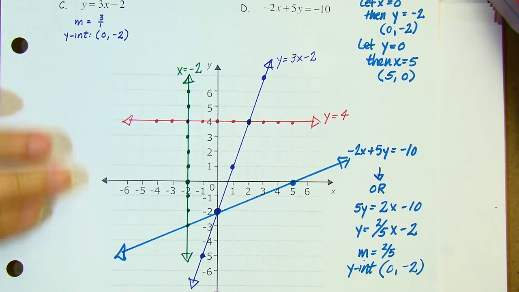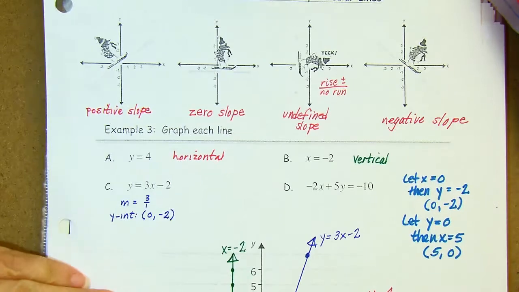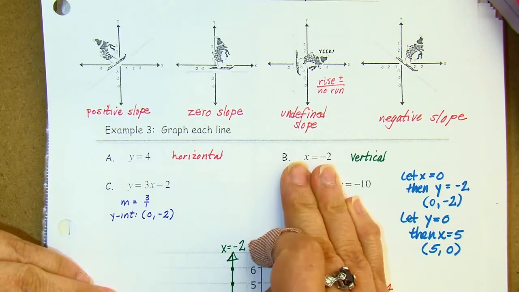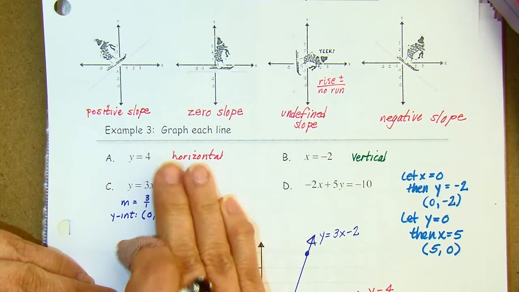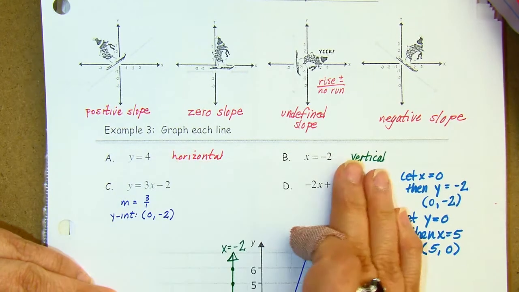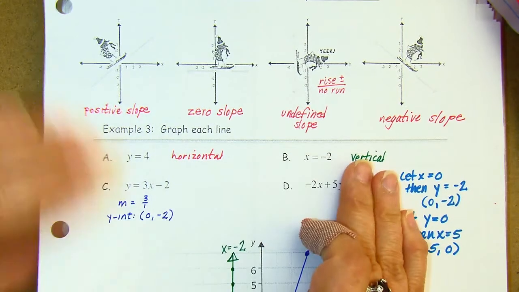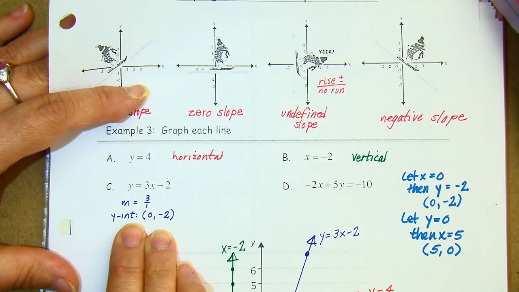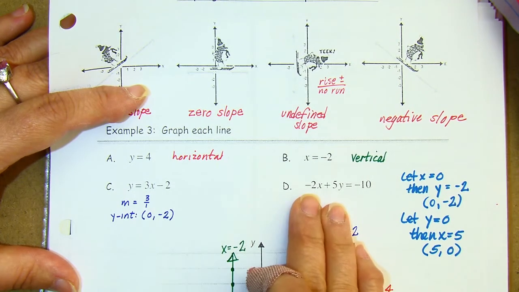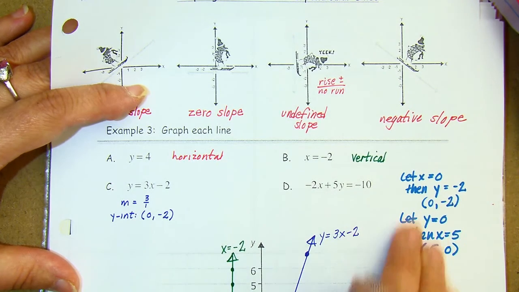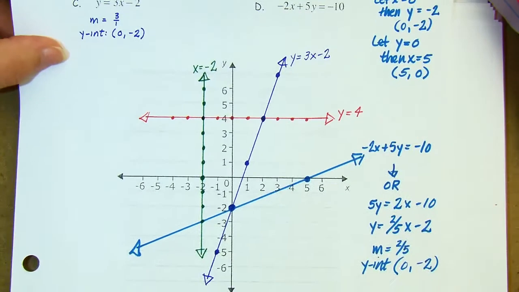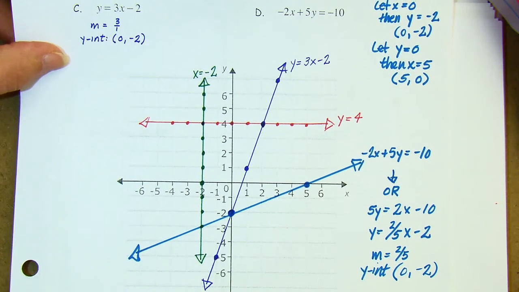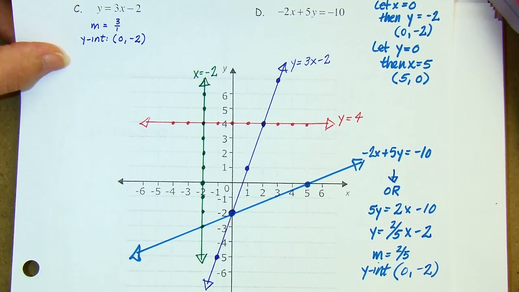So, what are you going to know? You got to recognize that a y equals is a horizontal line, and x equals is a vertical line. Horizontal line has 0 slope. Vertical line has undefined slope. This is straight on y equals mx plus b, not too difficult to graph. And then this, you could either graph by finding intercepts, or you can convert this into y equals and then graph it like we did with example C.